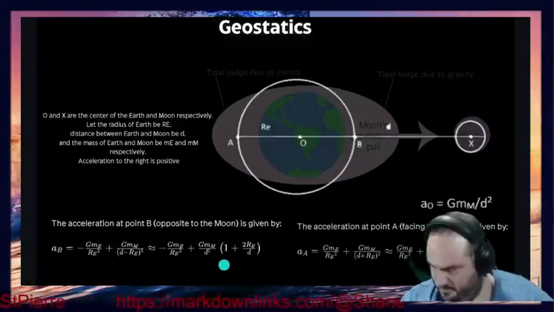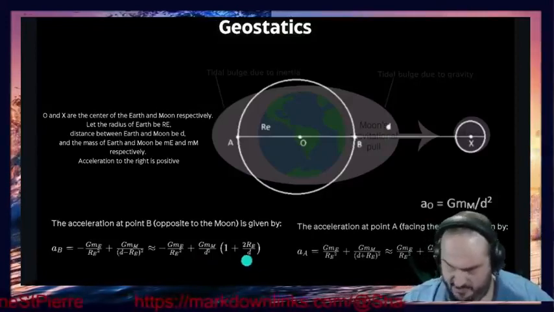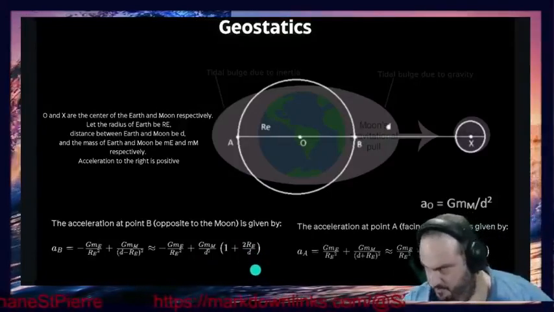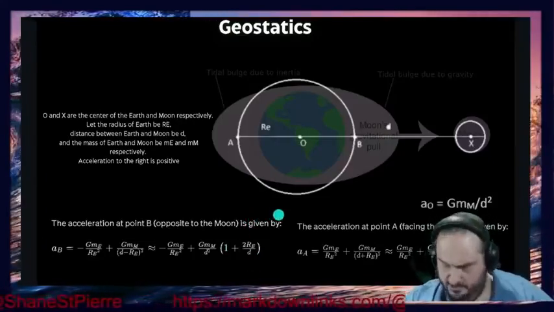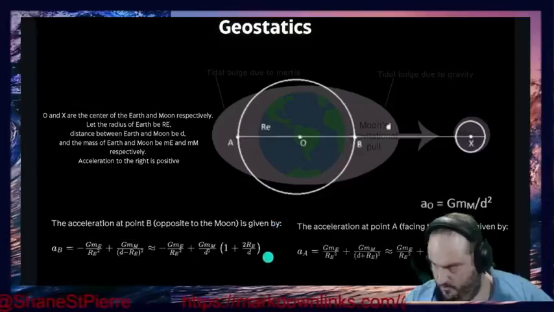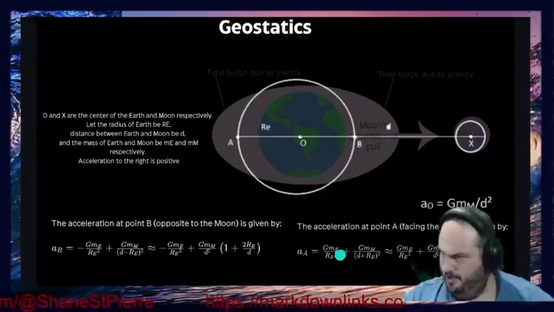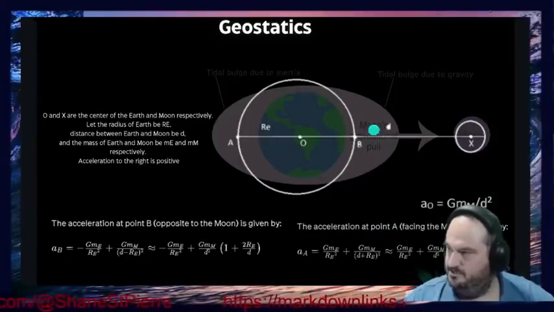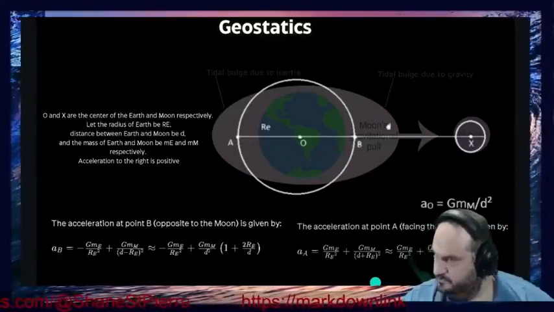And then equals, to break it down, it goes G of M, the mass of the Earth over the radius of the Earth squared, equals the gravitational force of the mass of the moon over the distance between the Earth and the moon squared, times 1 plus 2 times the radius of Earth over the distance between the Earth and the moon. That's how you read that. And over here we have the acceleration of point A facing the moon is given by. So again, it's doing the same calculation on the other side, and we'll just buzz through that here.